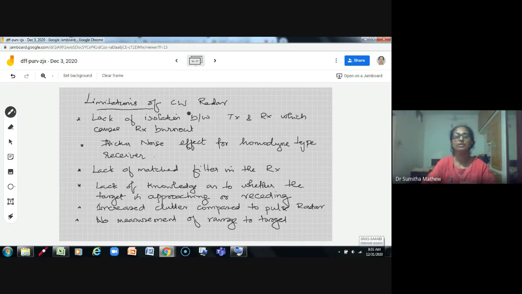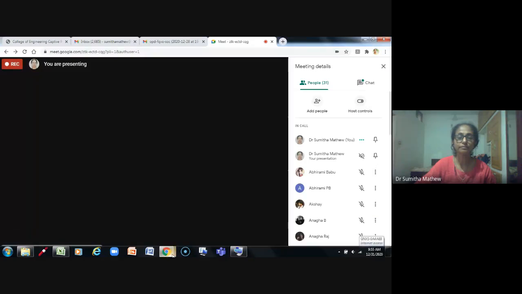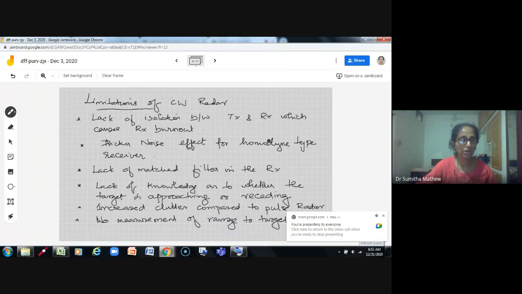What are they? See, there is no isolation between transmitter and receiver. Lack of isolation between transmitter and receiver, which causes the receiver to burn out in a case of large transmitter powers. When you use a continuous wave radar for long range applications, for the defense, space surveillance, or ballistic missile detection purposes, it has got several limitations. First limitation is that there is no isolation between transmitter and receiver, which causes receiver burnout.